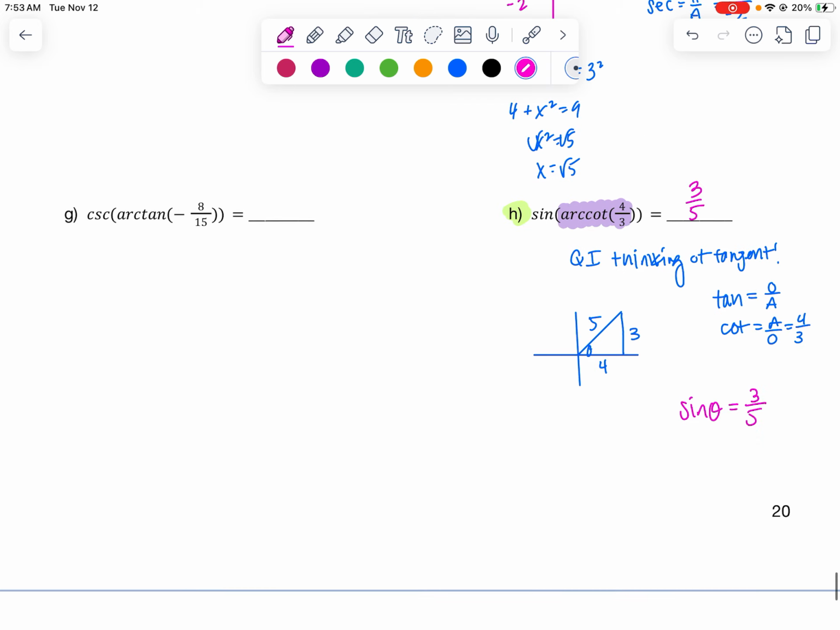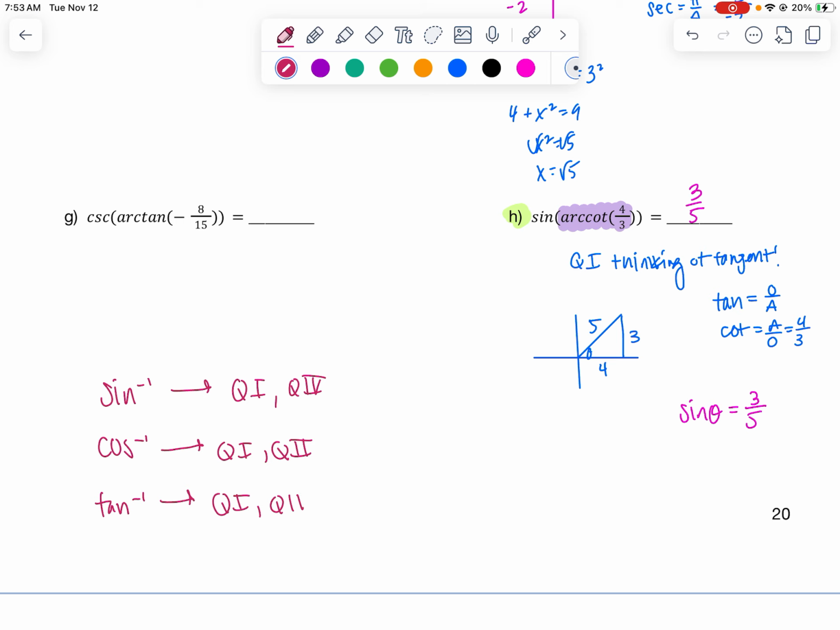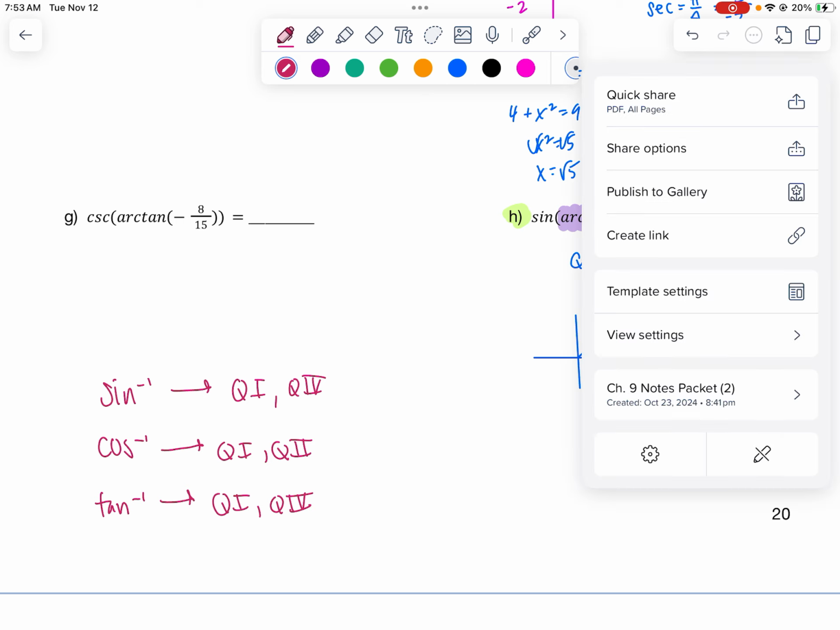Okay, so when we're doing these problems, you really want to make sure that you're focusing on the 3 domains for our inverse functions. So again, sine inverse, we're in quadrants 1 and quadrant 4. For cosine inverse, we are in quadrant 1 and quadrant 2. And then tangent inverse, we're in quadrant 1 and quadrant 4. Okay. You can do the example.